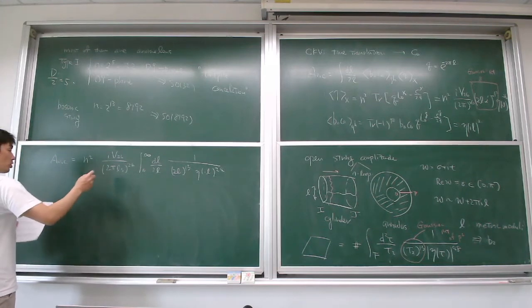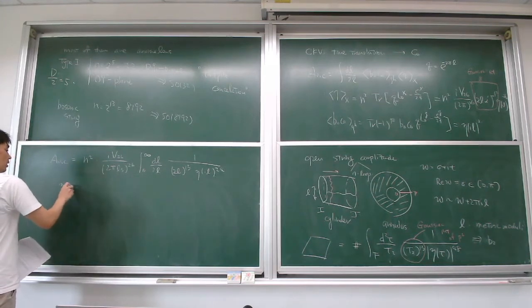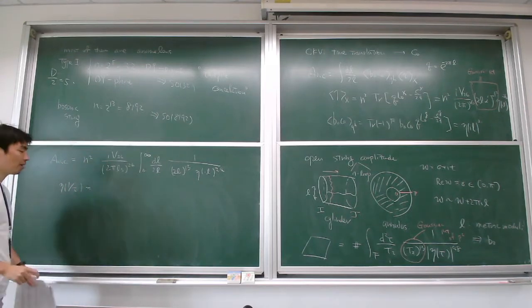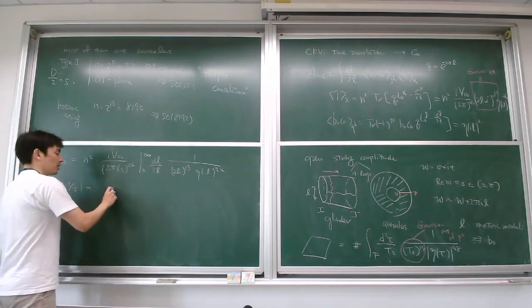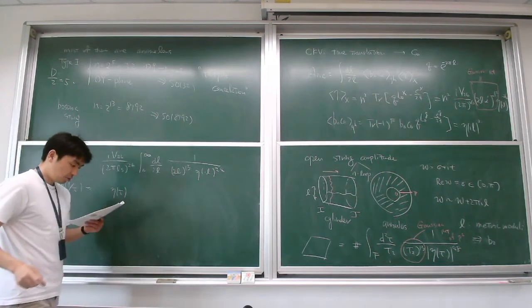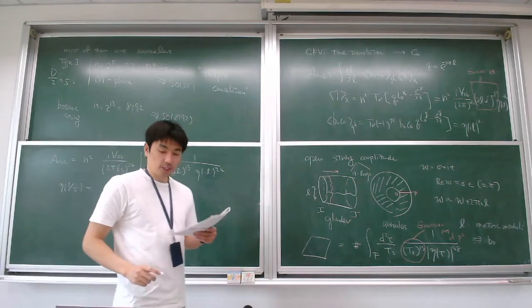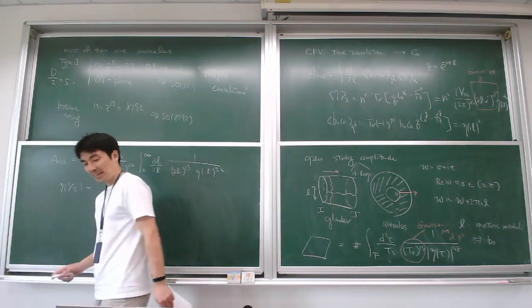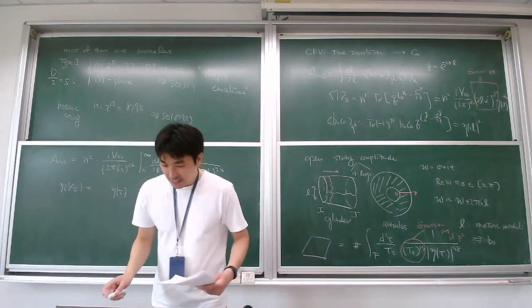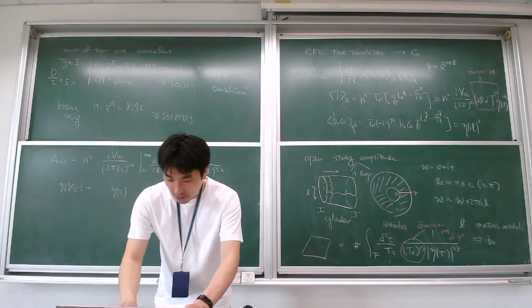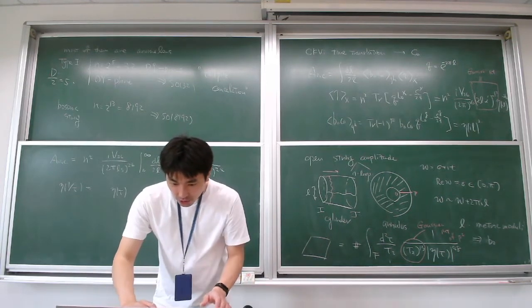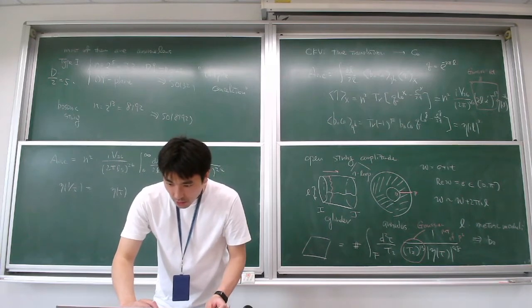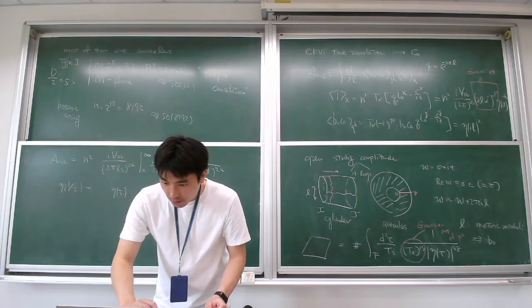If you do the modular transformation, tau goes to 1 over tau, then eta of 1 over tau is equal to, I already forgot some number, times eta of tau. As far as I remember this number is tau 2. Let me go back to the lecture notes, where I already wrote it down.